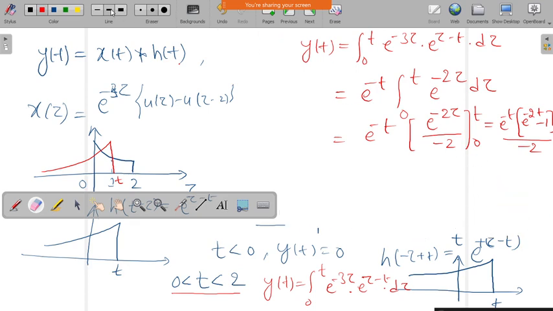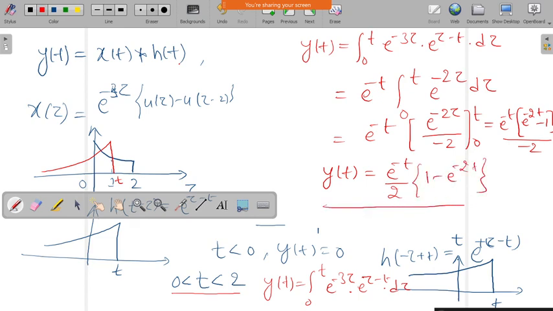So the solution is y of t equal to e power minus t by 2 into 1 minus e power minus 2t. So this is the solution when t is greater than 0 and less than 2.